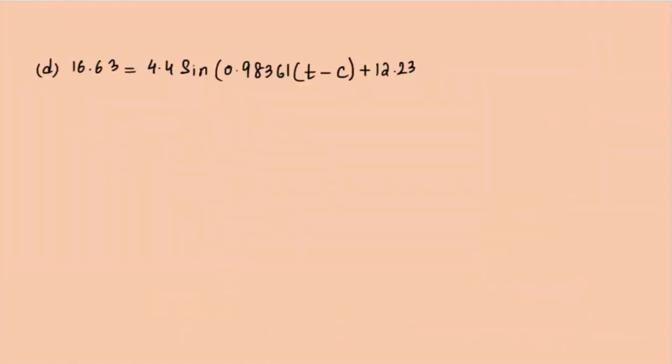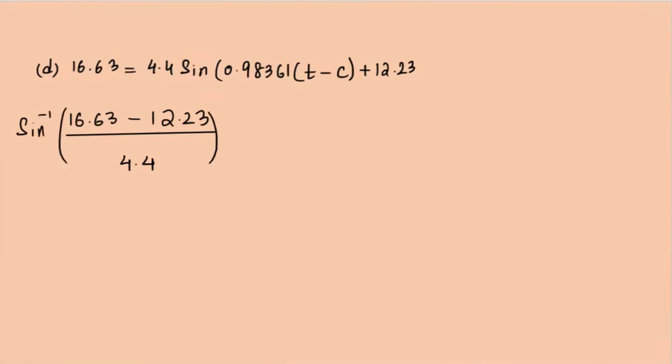So now we need to calculate this. So 16.63, subtract 12.23, and divide it by 4.4. Do the sine inverse. I'm just doing the reverse operations. Okay, let's just get this thing first. And this is 0.98361. Oh, I didn't put the t value. It was 173 for this one, right? And minus C. So let's get this first.